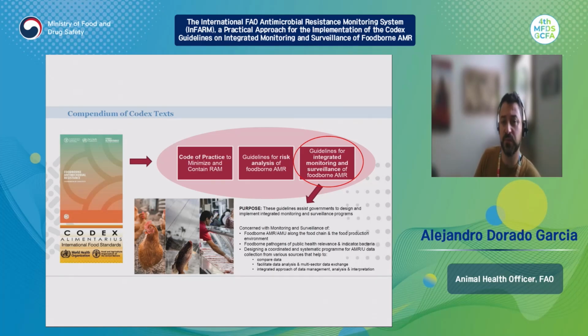They focus on foodborne pathogens of public health relevance, such as Salmonella and Campylobacter, and indicator bacteria, such as E. coli and Enterococcus. And they also focus on how to design, how to coordinate, and how to approach this in a systematic manner for antimicrobial resistance and use data collection from various sources, and to help also to compare data, to facilitate data analysis and the multisectoral data integration across the different sectors.